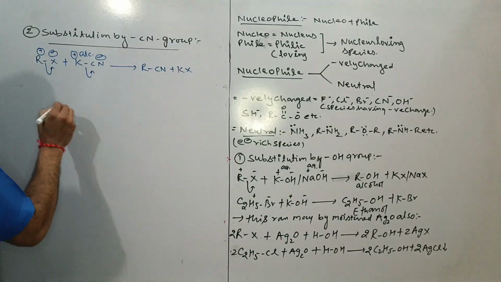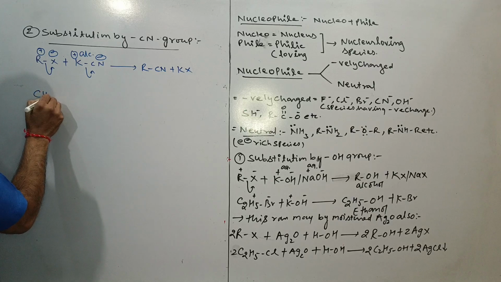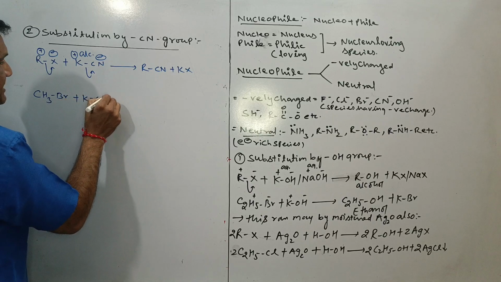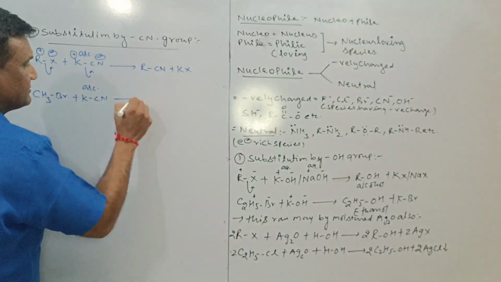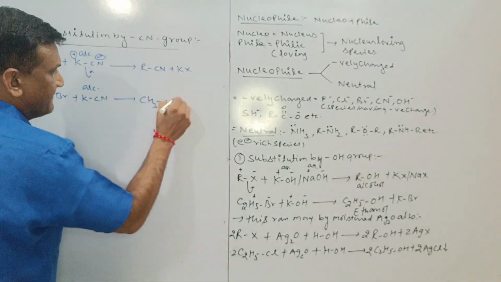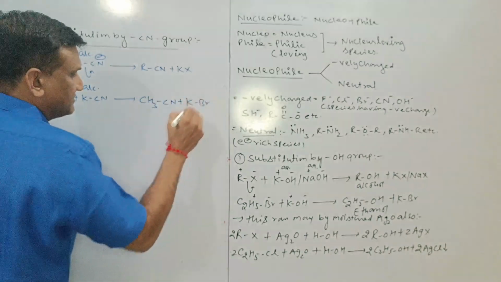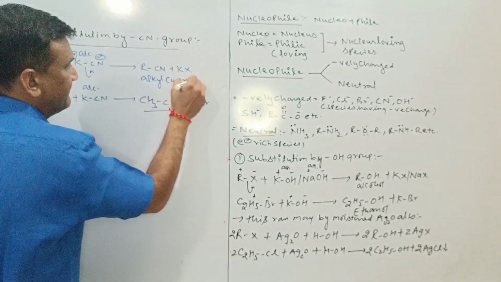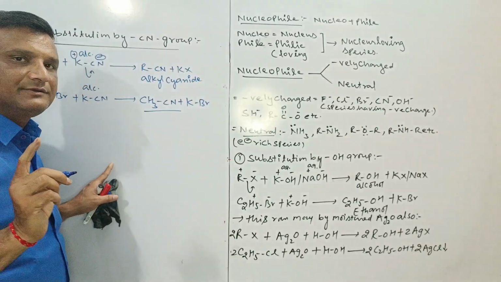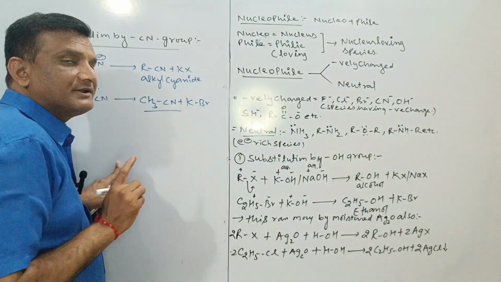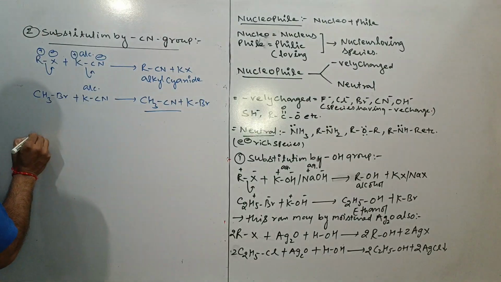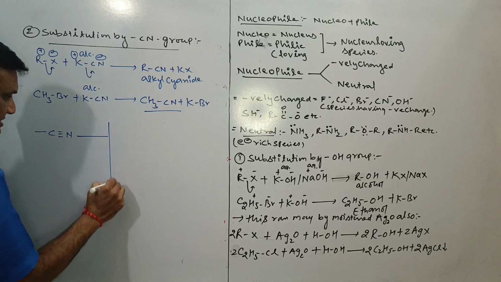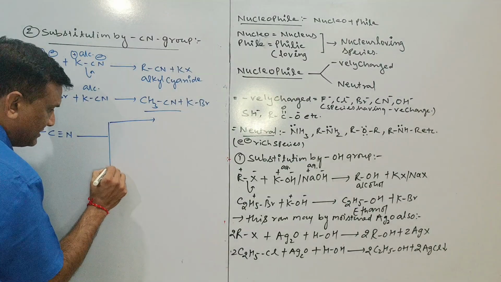Suppose you take CH3 as the alkyl group and Br as the halogen, with KCN again alcoholic. There will be formation of CH3CN and KBr. This is the alkyl cyanide. You can go through the class 11th videos for the nomenclature. The cyanide group is a very important group. Remember three things. What are they? Listen to me carefully.